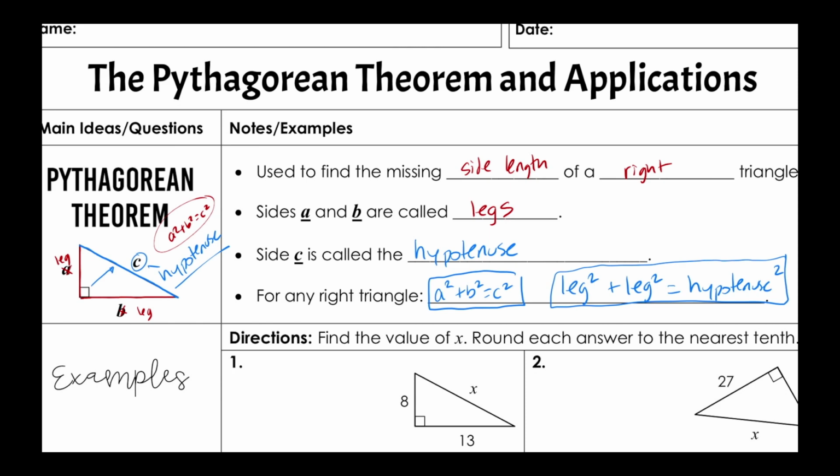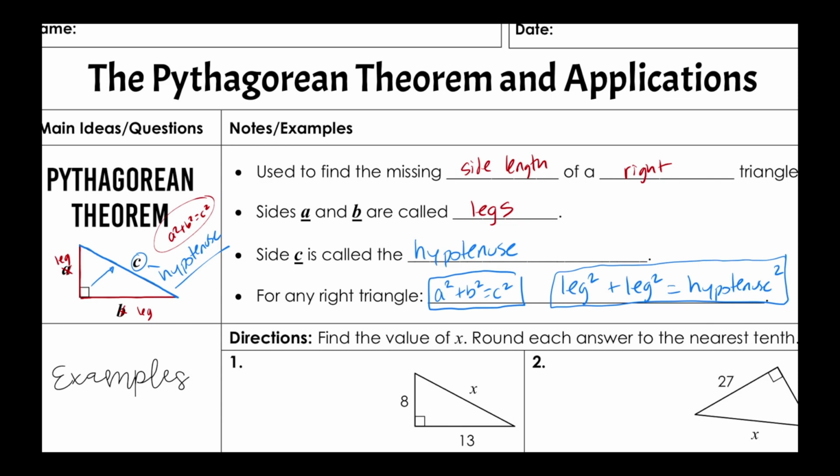Any questions? Now we're just going to use this formula, the formula that comes from this theorem, to find missing side lengths of right triangles. I'll give you a chance to copy this down. Hopefully this is refreshing some of your memories.